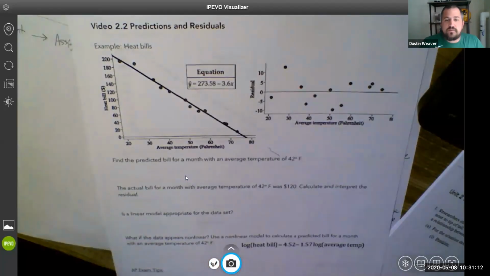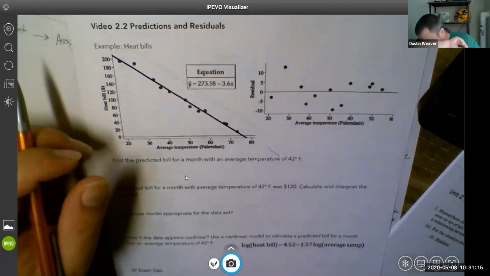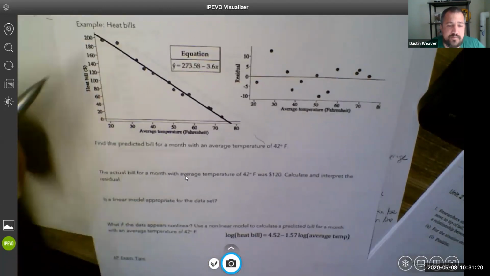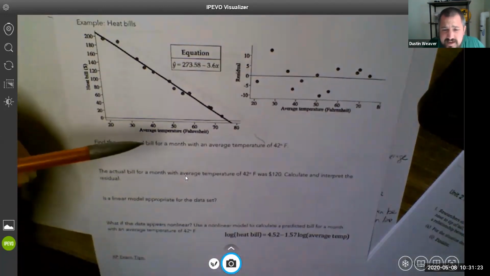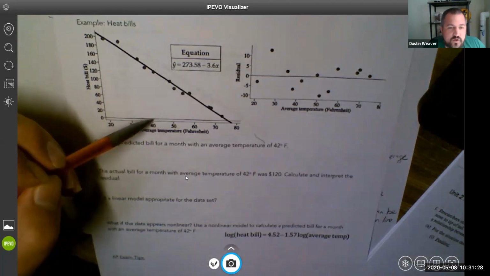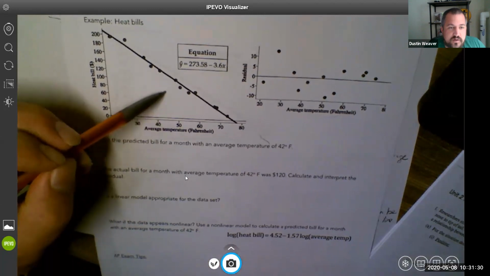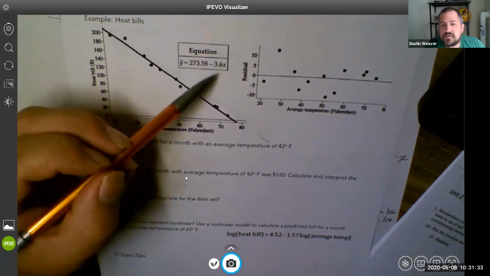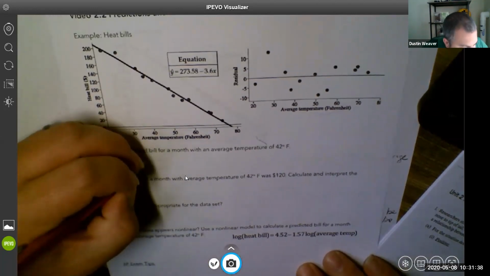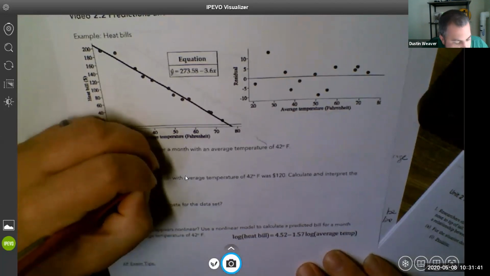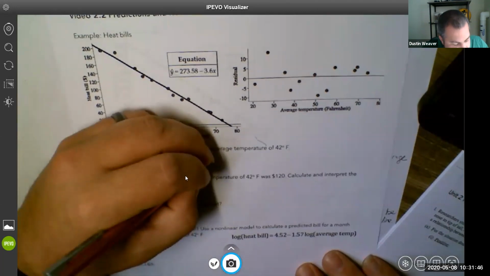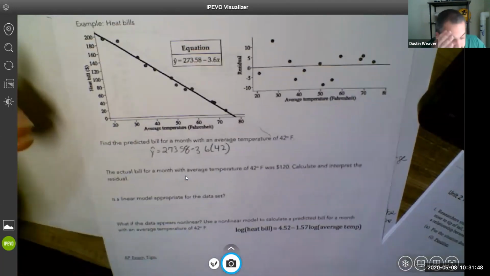So in 2.2, first of all, we wanted to find the predicted bill for a month with an average temperature of 42 degrees. There's multiple ways of doing that. We could look at it at 42 and show that you're going up here and then over, but the most efficient way is obviously to plug 42 in for X. So when we're looking for the predicted bill, we would say 273.58 minus 3.6 times 42. That would be the predicted.